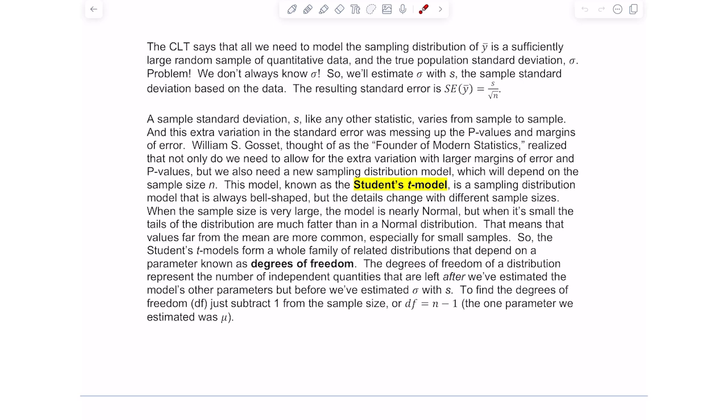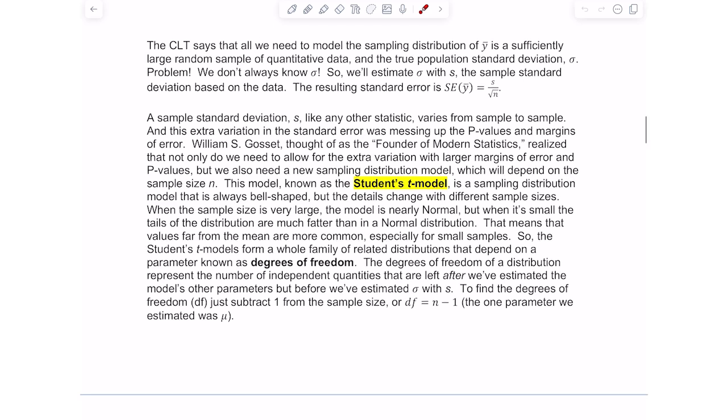In this video, we're going to look at the student's t-model. Remember that the central limit theorem says all we need to model the sampling distribution of y bar is large random samples of quantitative data and the true population standard deviation sigma, which we don't have. So that's a problem. We don't always know sigma.